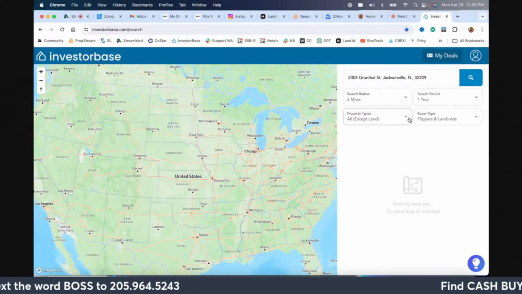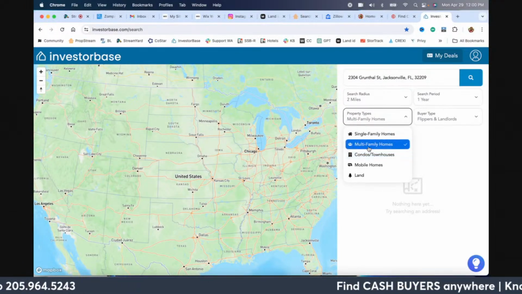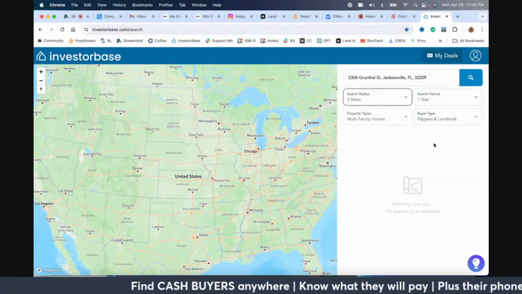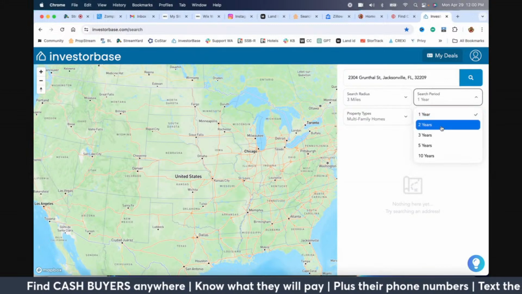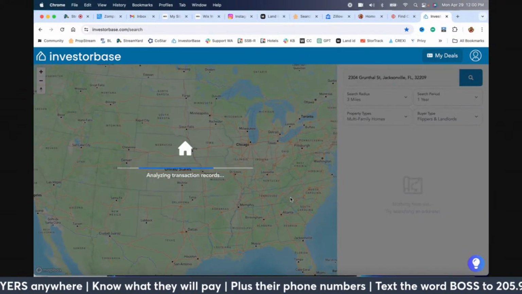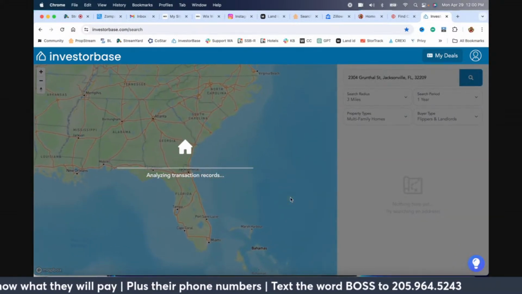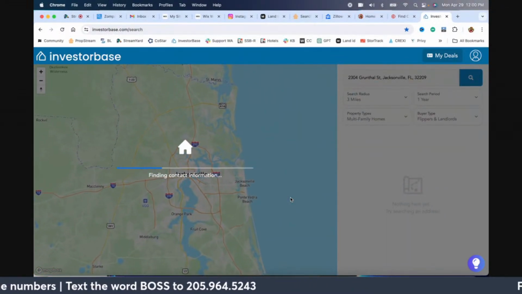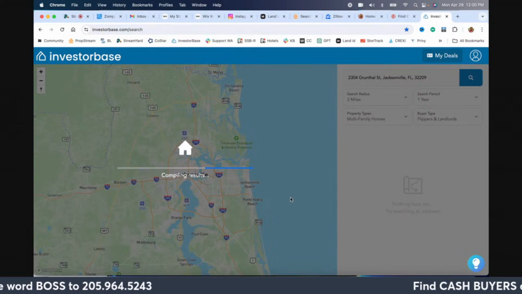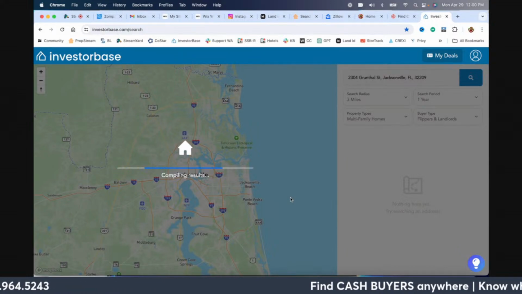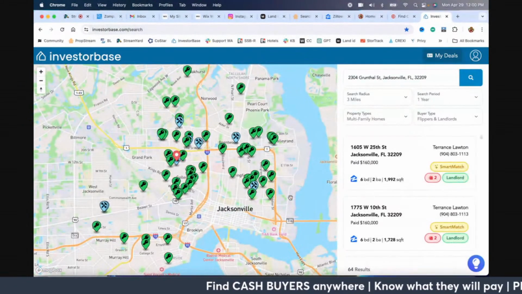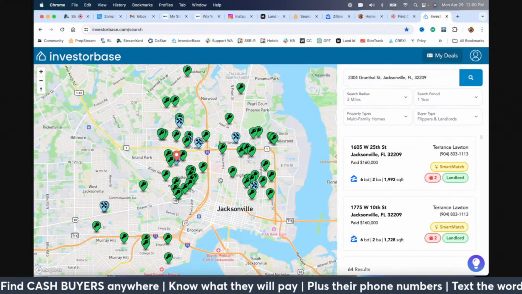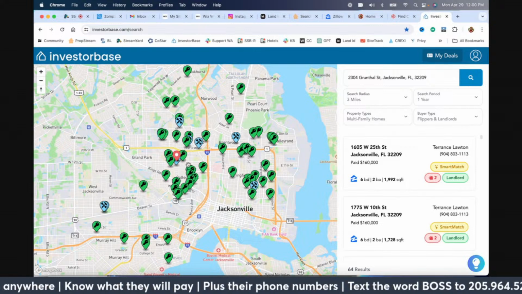Okay, cool. So we're going to select multifamily, and we're going to extend out maybe 3 miles. We'll stay with a year for now. Let's see what we get. I should have just done landlords instead of flippers. Because it's a triplex, an income producing property, but it only pulled up a couple of flippers.